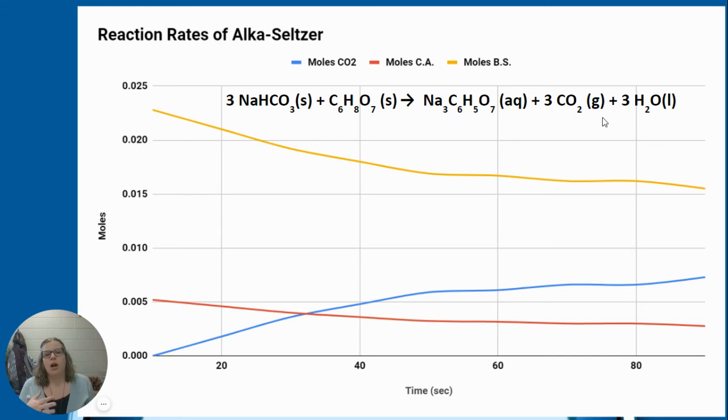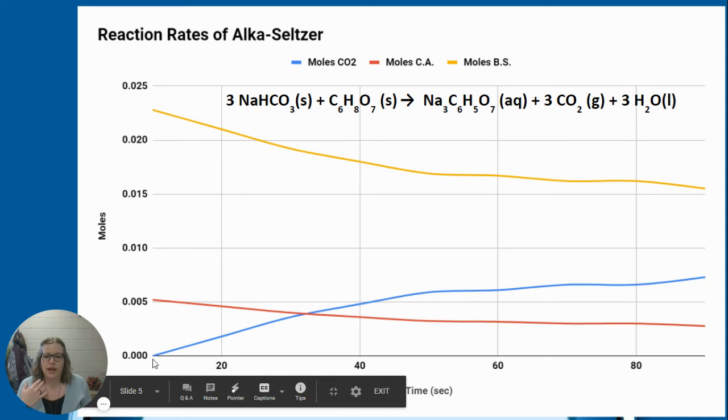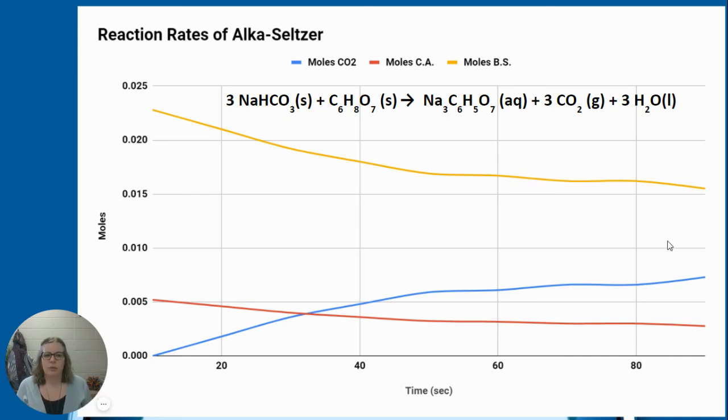Okay, so when we talk about rates, just something to keep in mind is that if I want to look at this, my rate of production for the sodium citrate should be almost like a mirror of the citric acid because they have coefficients of 1, and the H2O would be a mirror of the carbon dioxide for that reason. So just something to keep in mind.